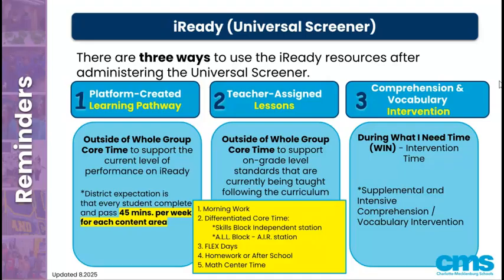Here's a reminder about iReady. After administering the Universal Screener, there are several ways to use iReady resources effectively. First, students can follow the platform-created learning pathways outside of whole group core instructional time to reinforce their current performance levels. The district expectation is that every student completes and passes 45 minutes of learning pathway content per week per content area.